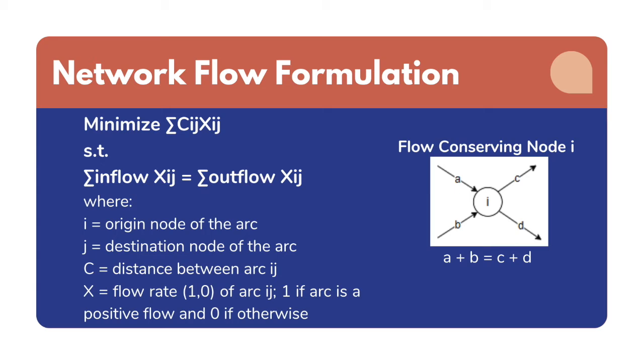Thus, the objective function for this minimization problem was established as: minimize the summation of Cij times Xij, subject to the summation of inflow Xij equals the summation of outflow Xij, where i is the origin node of the arc, j is the destination node, C is the distance between arc ij, and X is the flow rate of arc ij, 1 if the arc has a positive flow and 0 otherwise. So the constraint was formulated using the flow conserving node concept, where total inflow is equal to the total outflow, which is shown in the figure.